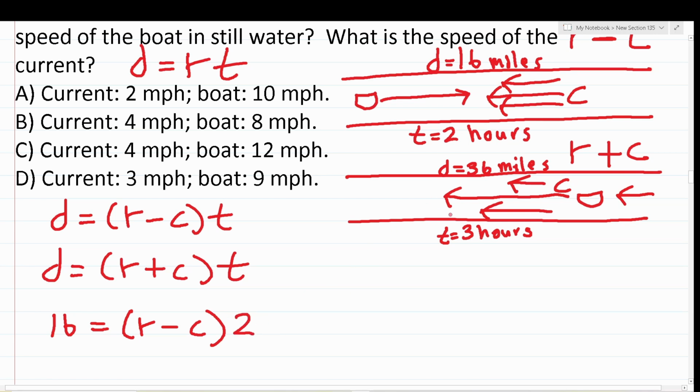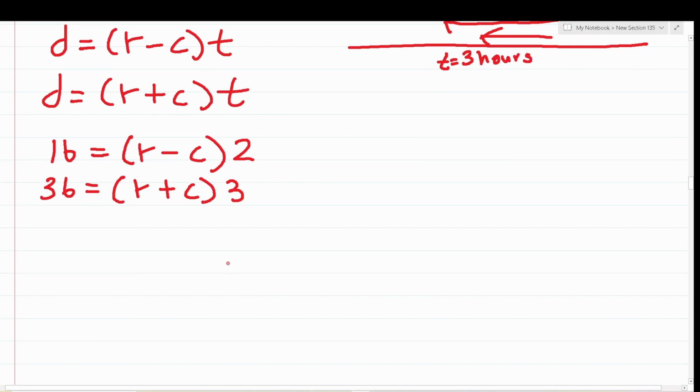All right, let's represent this second scenario algebraically. We know this boat went 36 miles, so that's going to be 36 equals, and again, we don't know R or C, so we'll just leave those as is, R plus C. But we know it took 3 hours to go 36 miles. So clearly, by solving this equation, or these equations for R and C, we'll know what our answers are.